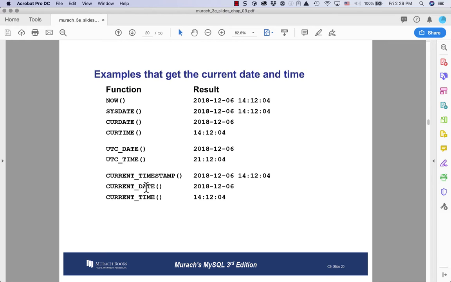Now, I want to point out here on this slide that of all these things that we see here, the ones that are part of the SQL standard, that are not proprietary to MySQL, and the proprietary things might not only be proprietary to MySQL, they may be sort of a general naming scheme that's used in a couple of SQL implementations. But the only ones that you're sure to find are the ones that are in the standard, and they are current timestamp, that's the equivalent of now, current date is just the date, and current time is just the time.